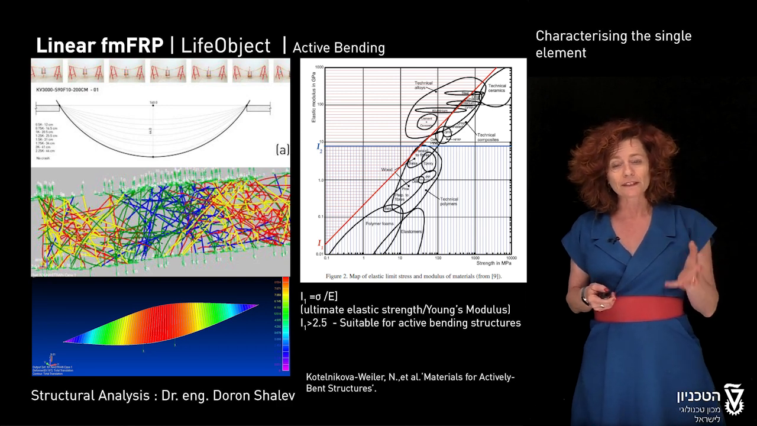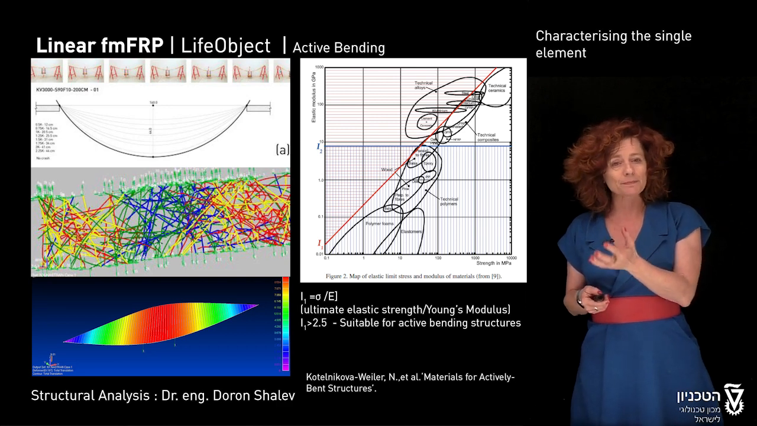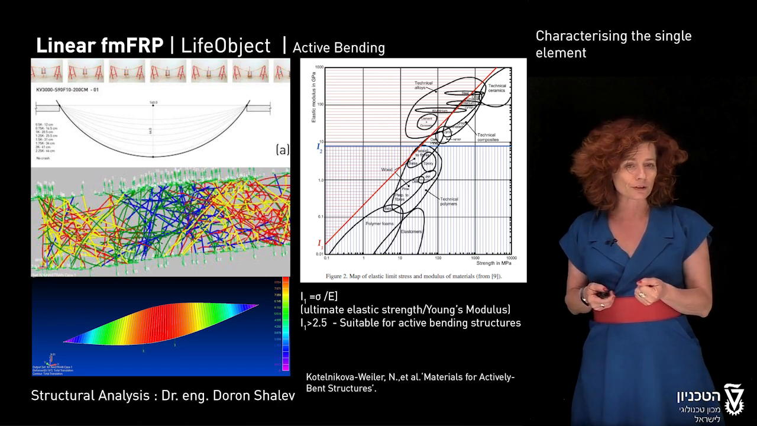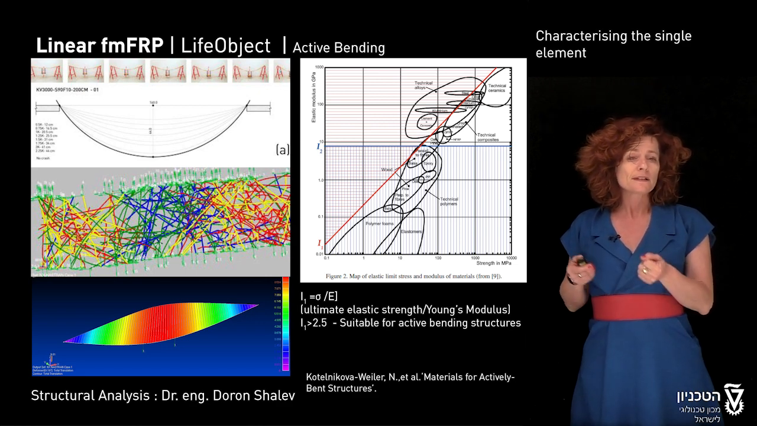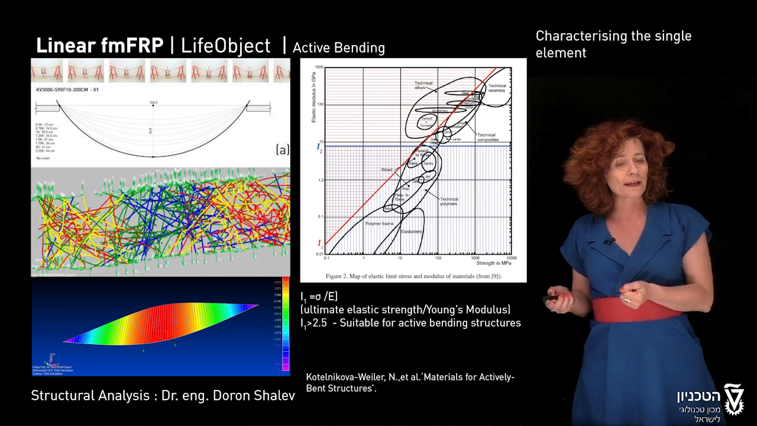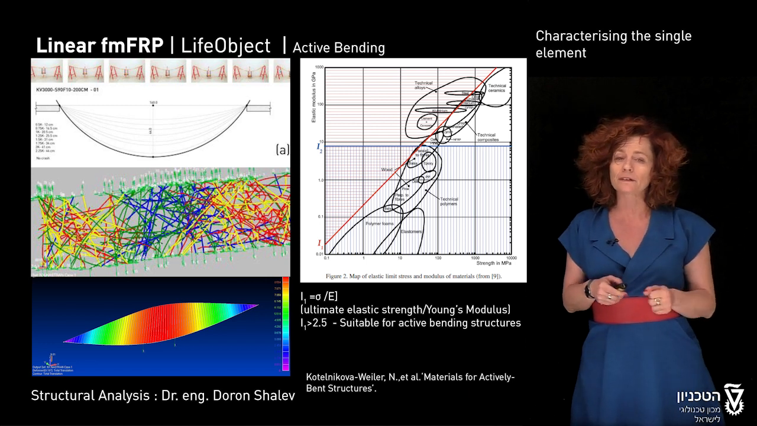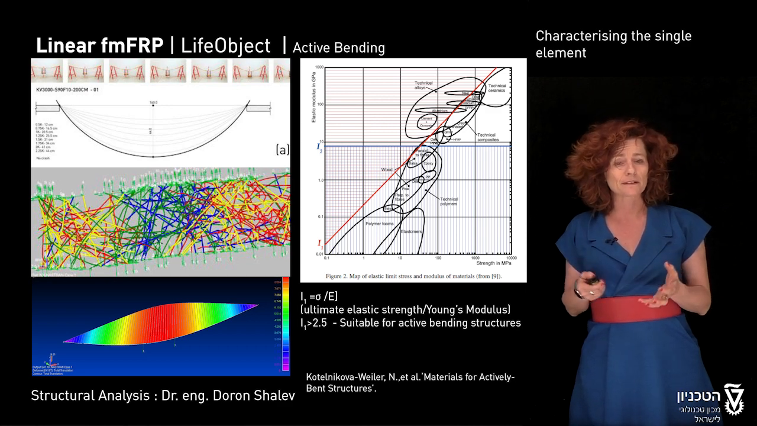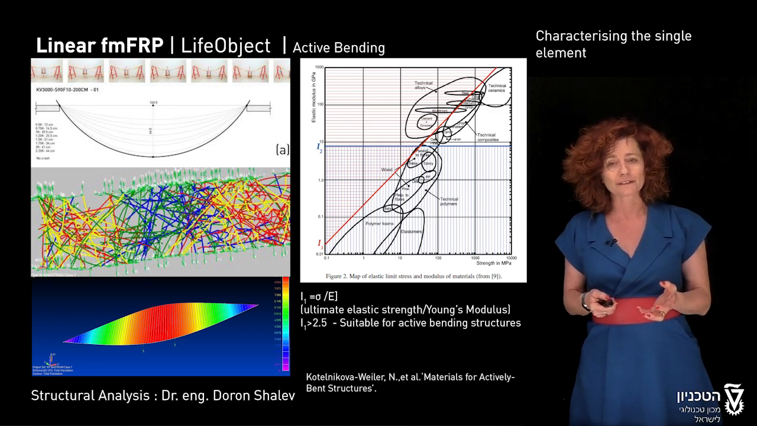And with these criteria, we came back to material experimentation, and we found the right and proper mixture of resin that would allow stiffness and strength on one hand, but flexibility on the other, for it to be bent and serve as one element in this structure of active bending.